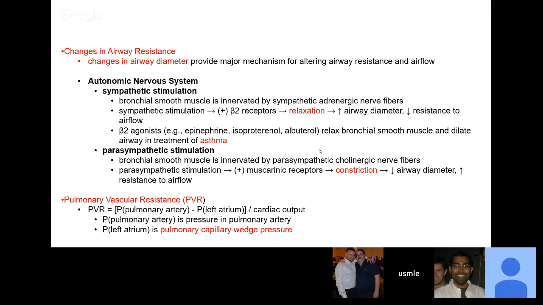So know this value, because you can have several questions about it. If the cardiac output of this individual is going to increase, what happens to the pulmonary vascular resistance? That is one of the biggest questions, and vice versa, obviously, which allows you to understand pulmonary hypertension.